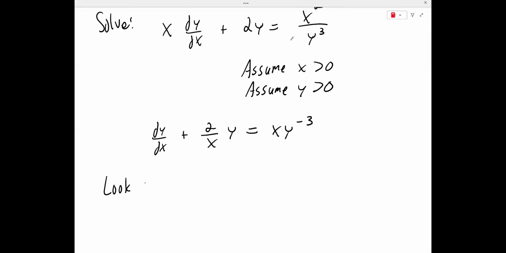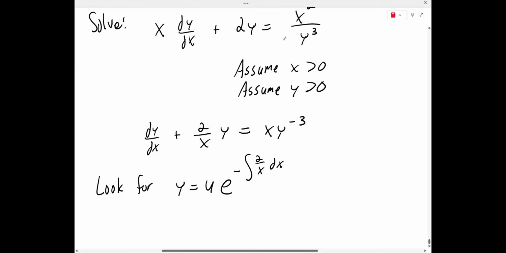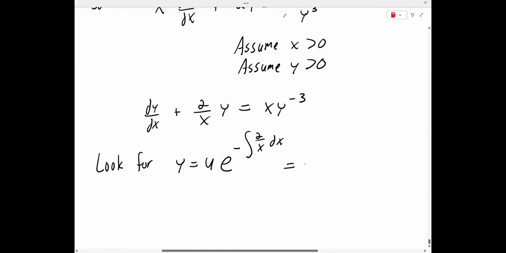Look for solutions like this. y equals u e to the negative integral of what? Yeah, 2 over x dx, like this. This one's a little bit messier than the last one. It's more like one we did earlier. But what this is, then, u e to the negative.